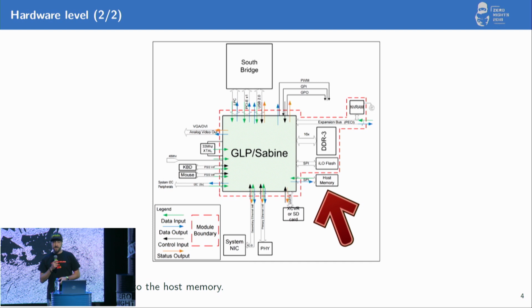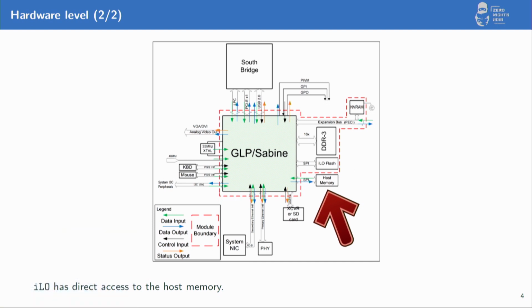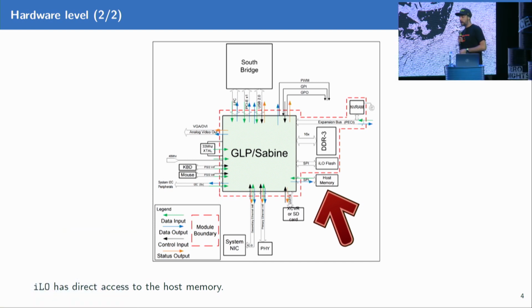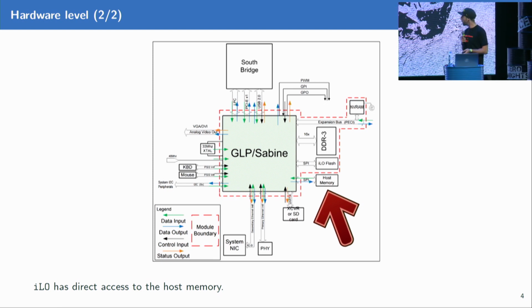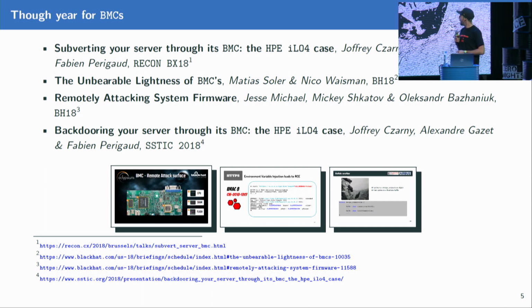About the design, one really interesting feature of iLO is that you have a direct access to the host memory. So it means that if you can get access to iLO, you can reach the host memory with DMA. We will come back to this part later.